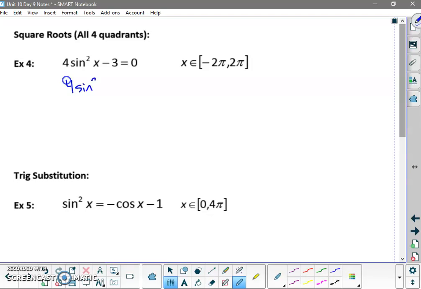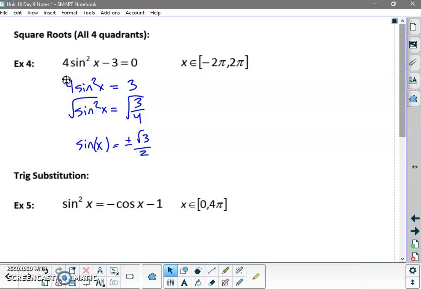4 sine squared x equals 3. Let's divide by 4. Sine squared x equals 3/4. Now we're going to use the square root method here. So basically I'm going to take the square root of both sides, because if I take the square root of sine squared x, that just gives me sine x. But don't forget, when you solve an equation by taking the square root, you get a plus or minus. I can't take the square root of 3, so I'm just going to leave that square root of 3, but the square root of 4 is 2.